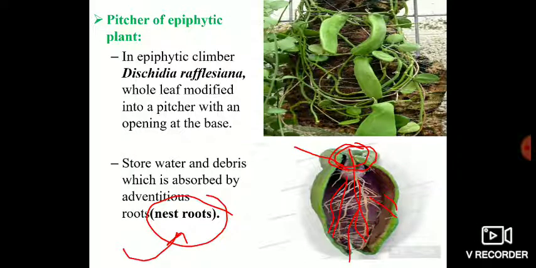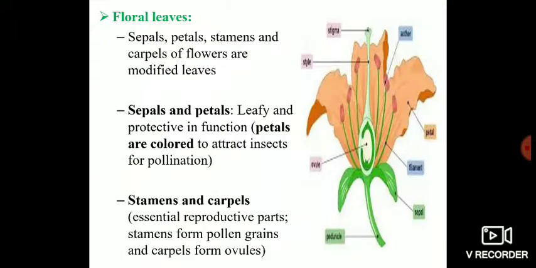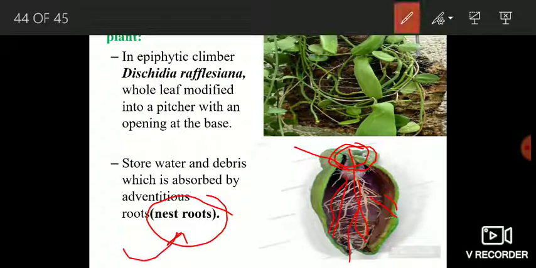In some epiphytic climbers, for example Dischidia rafflesiana, the whole leaf gets modified into a pitcher, and this pitcher possesses an opening at its base. These pitchers are meant for storage of water and debris, and once water and debris gets accumulated, some nearby branches produce the adventitious roots. Say for example this is the branch, it produces the adventitious roots which get inside this pitcher and absorb the water and the decomposed debris.